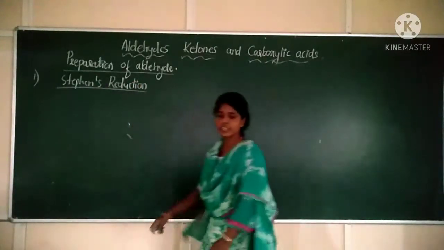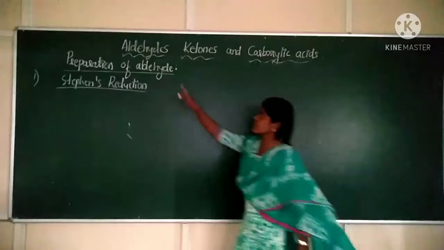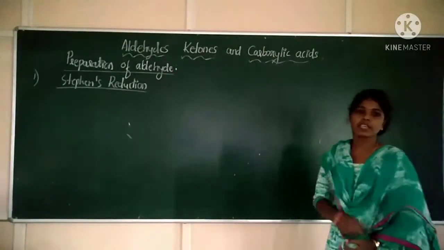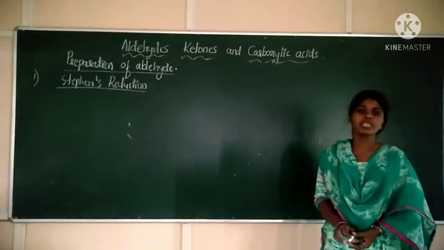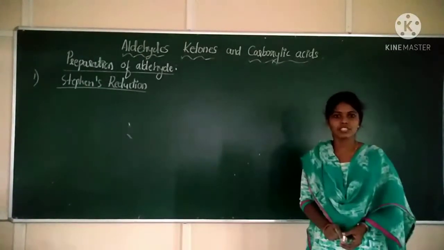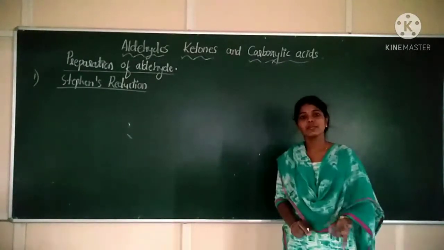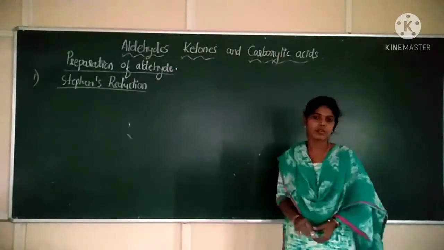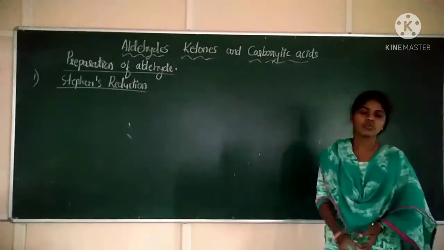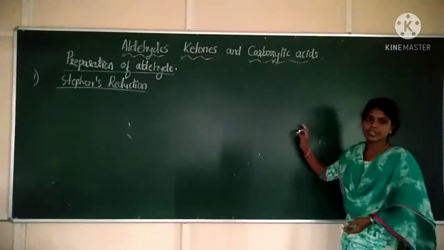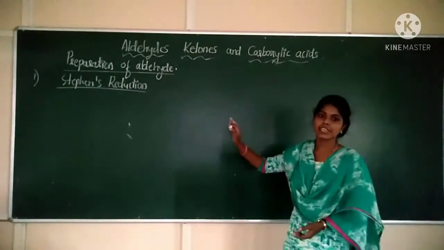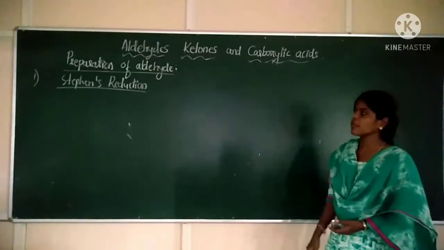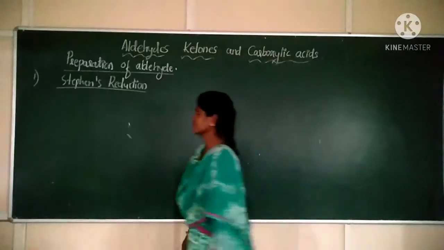In this Stephen's reduction reaction, we are preparing aldehyde from the nitrile group, by treating the nitrile with stannous chloride in presence of acid. First, it will form imine chloride. After hydrolysis of imine chloride, finally we will get an aldehyde. So nitrile produces an imine, and imine on hydrolysis will form aldehyde. So write the reaction first.